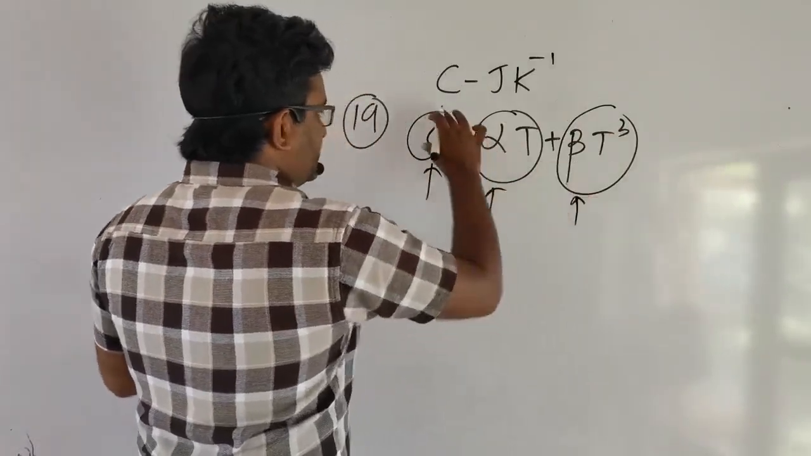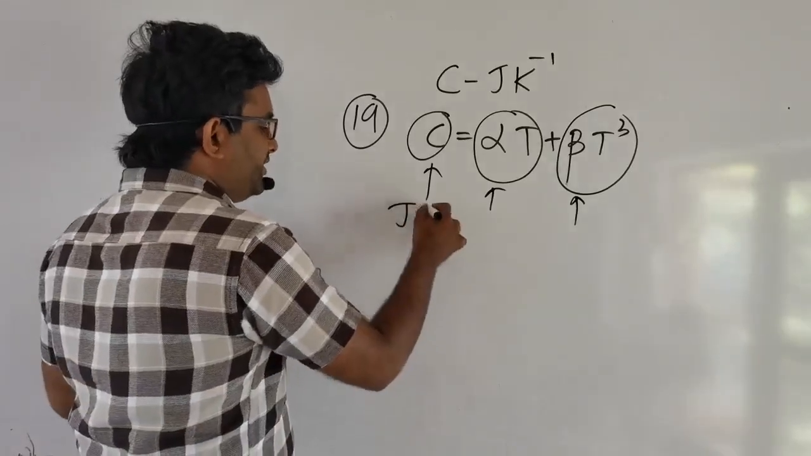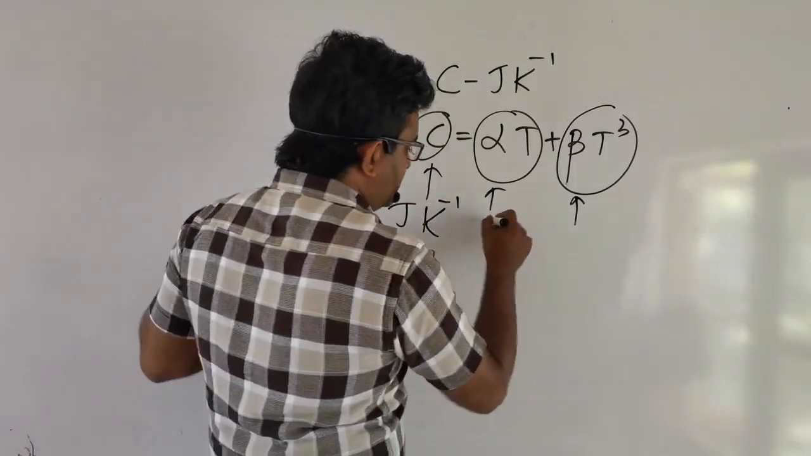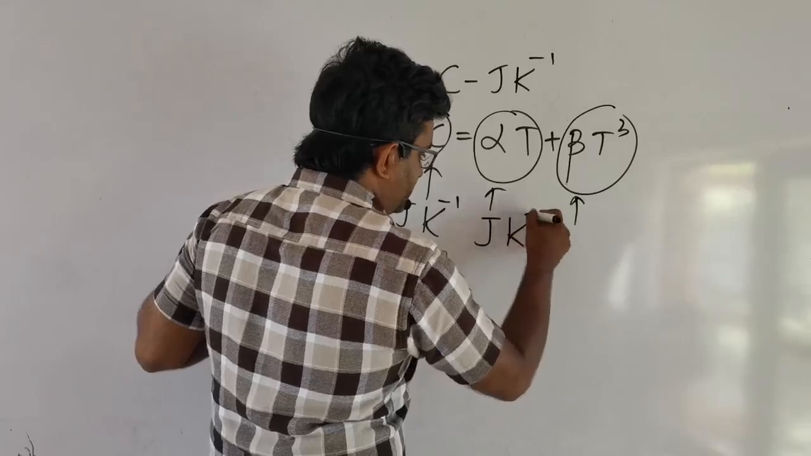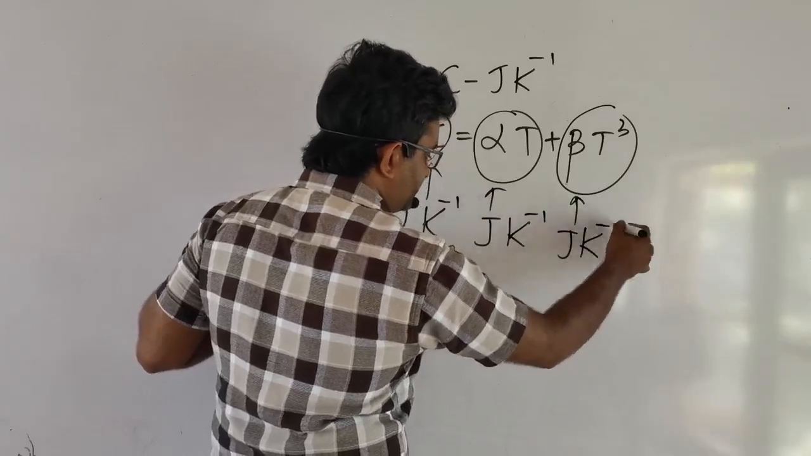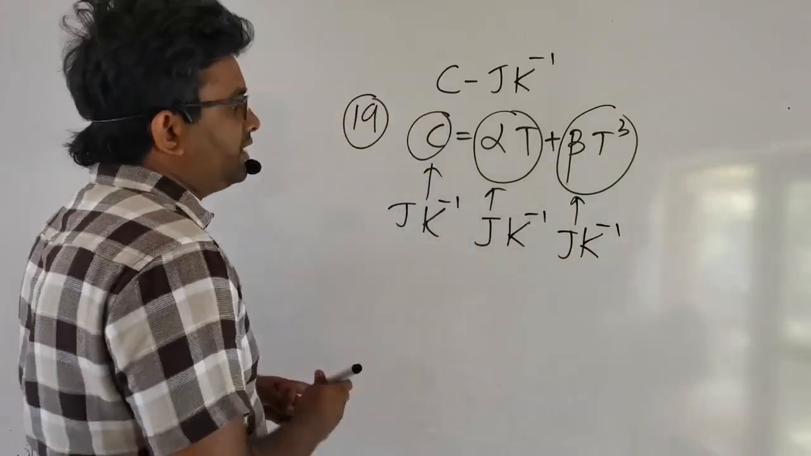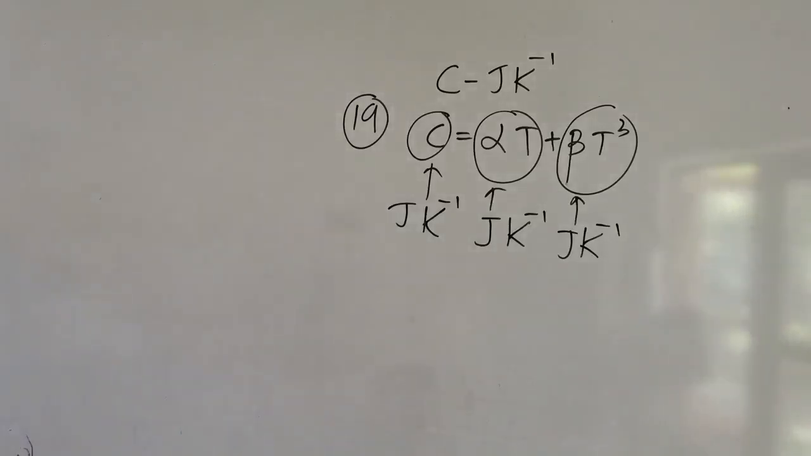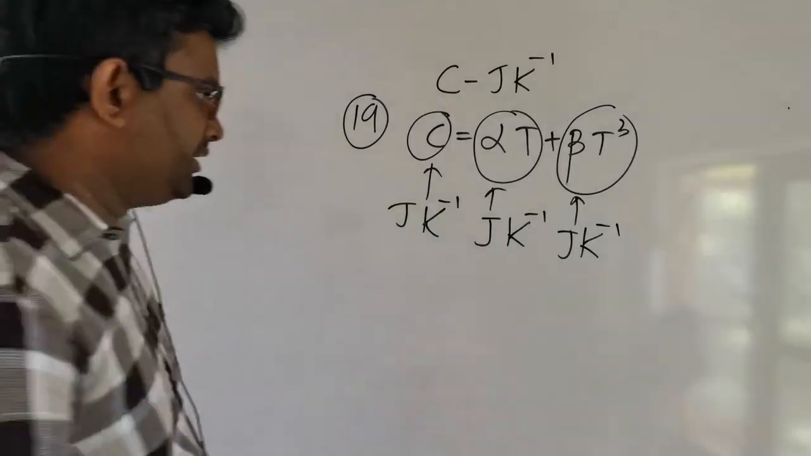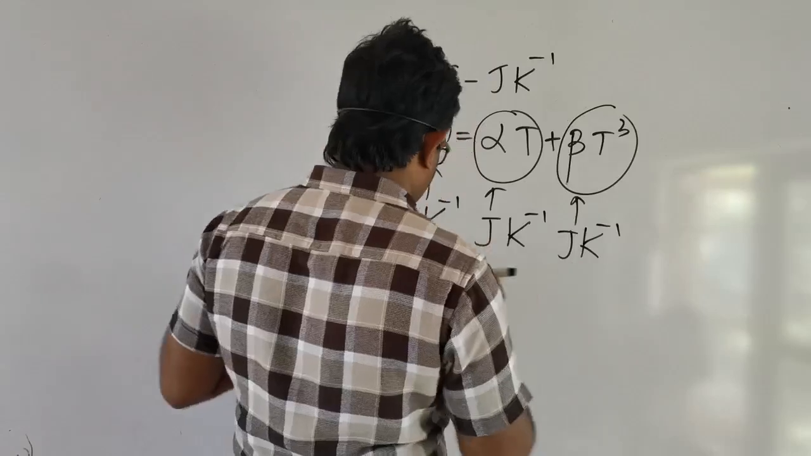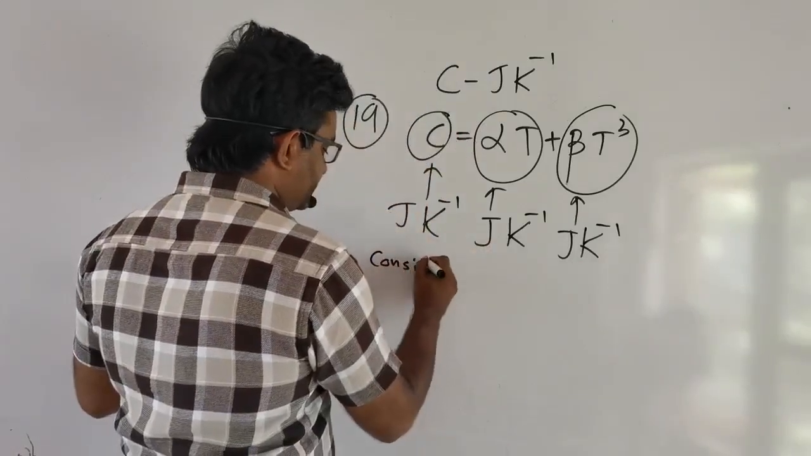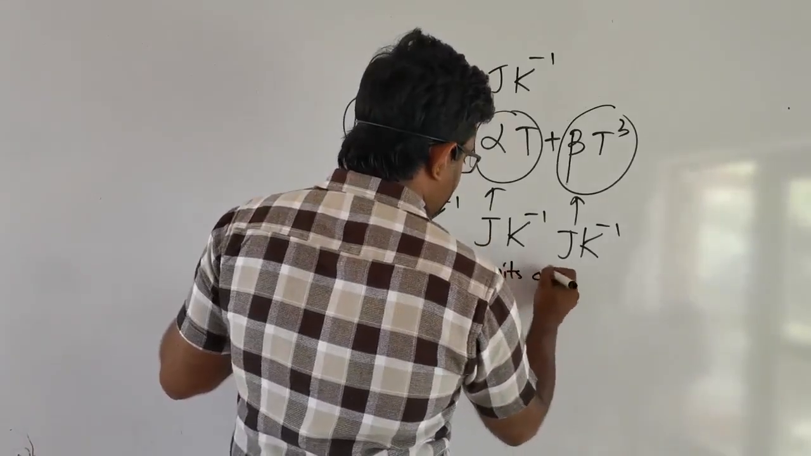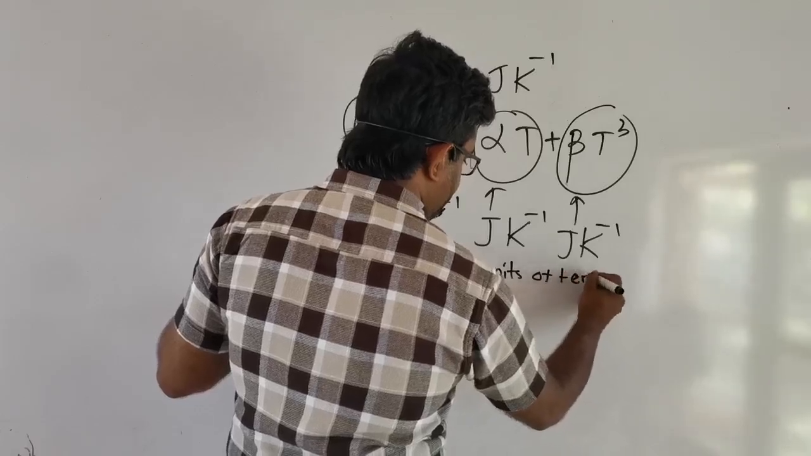So this is C. It has the unit joules per Kelvin. So the other terms should also have the same unit. So we can find units of alpha. They are asking about units of beta. So we can consider term number 3, considering units of term 3.